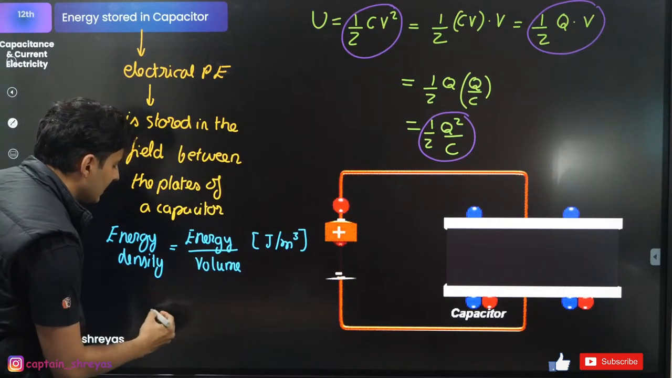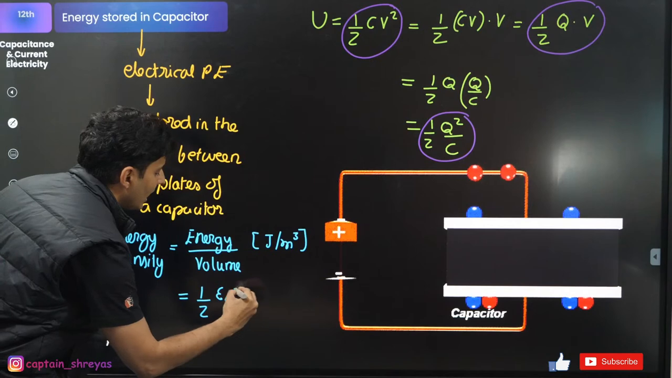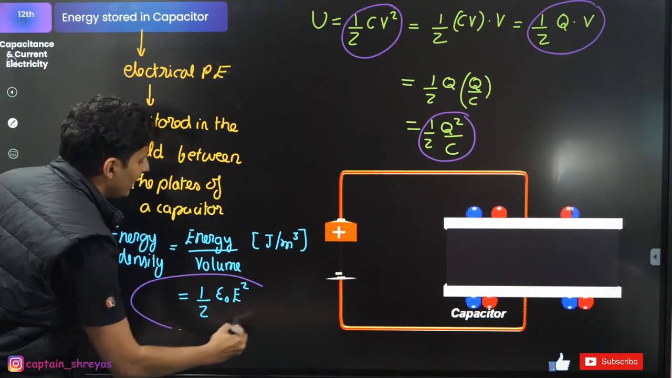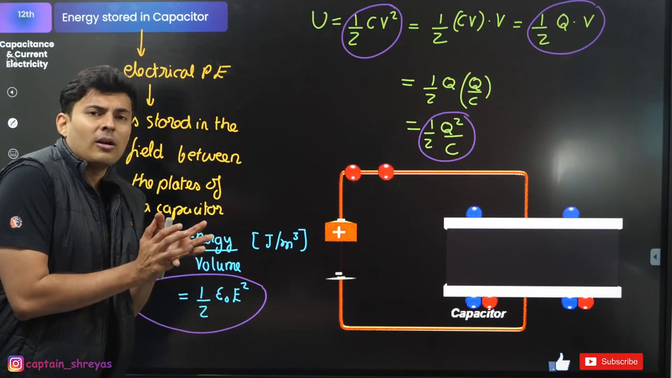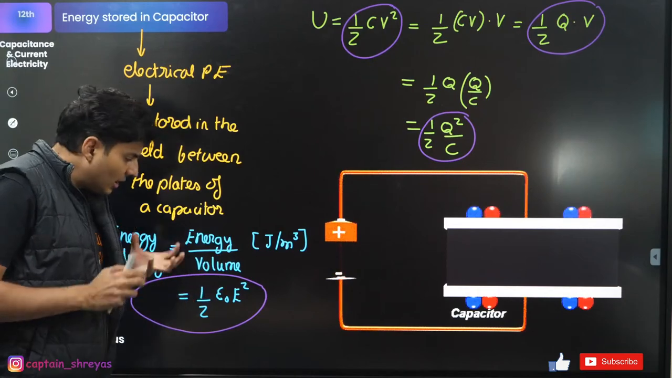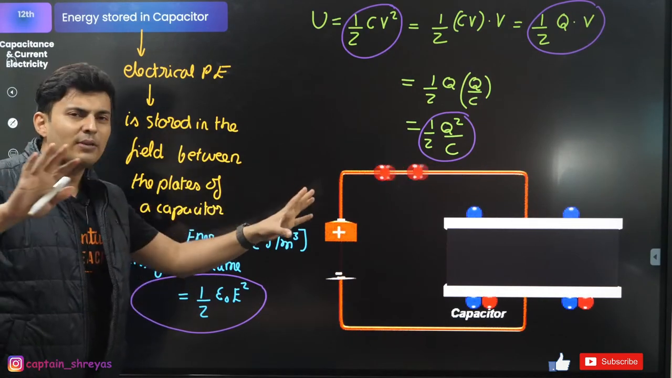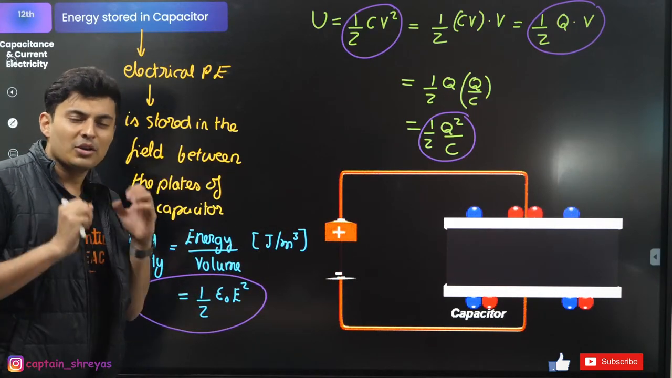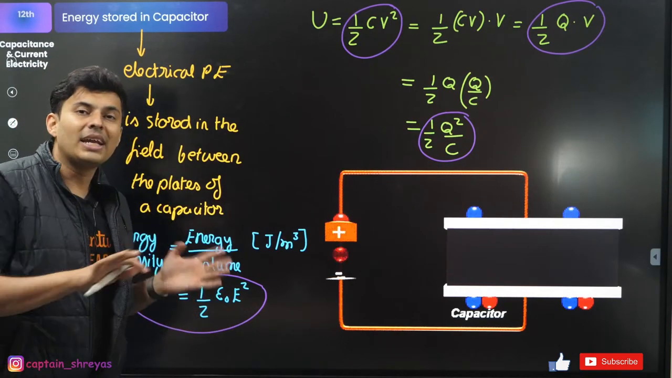So that energy density comes out to be half epsilon naught electric field square. A very important formula again, but very rarely used. E is the field. If the field is strong, E is higher, the energy stored in that volume is very large. If the field is very weak, then energy is going to be very little per unit volume. If there is no field at all, E is zero, then there is no energy at all.